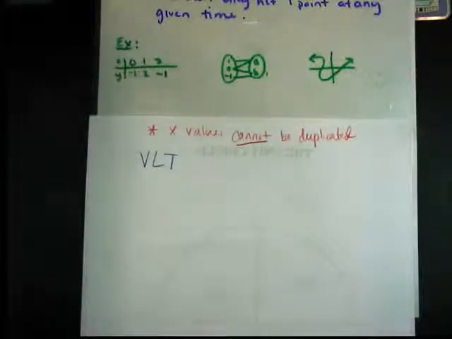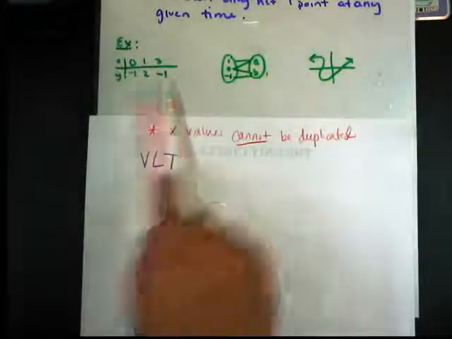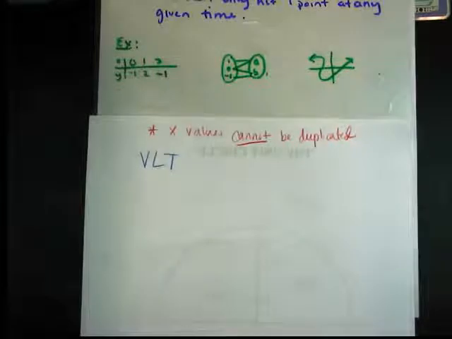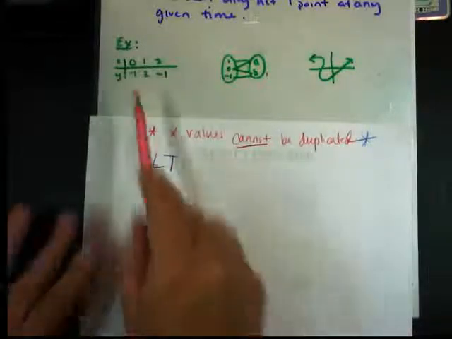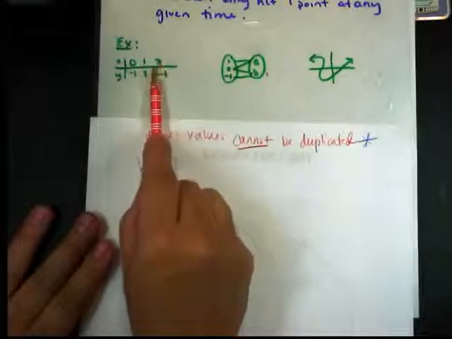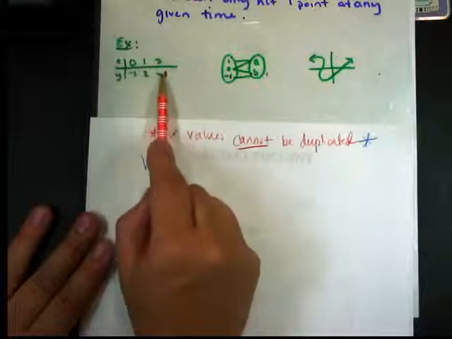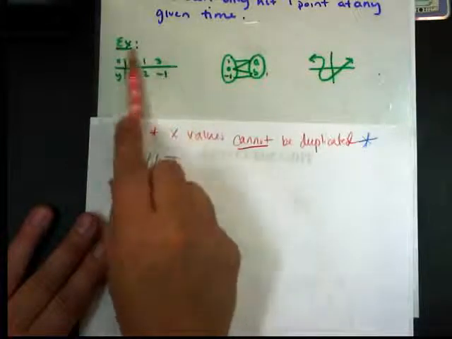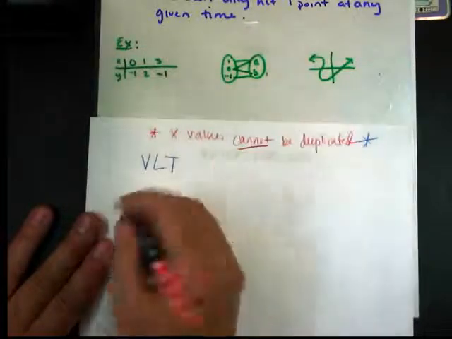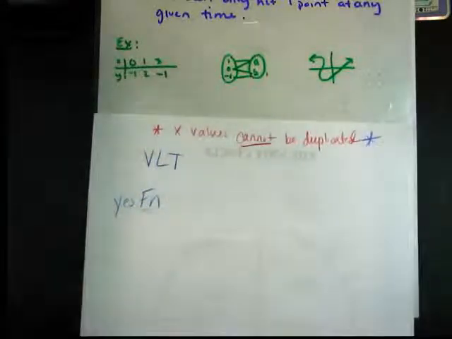The first example is a table. X is 0, 1, 3 with the y values -1, 2, -1. We only care about x values. So when I look at my x values of 0, 1, and 3, they only happen once. That is all that matters. I don't care about the y's. The x's only happen once. So is this a function? Yes, it's a function. And you're going to see me use FN as an abbreviation of function.